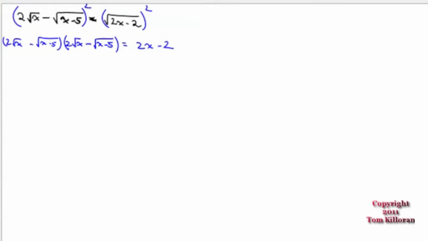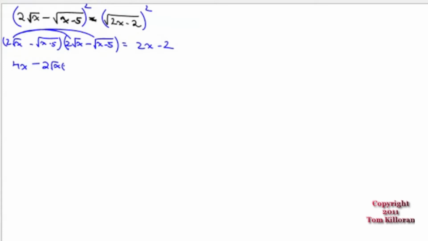Multiply the right-hand side. Well, FOIL. Yeah. But it's not multiplying the inside, it's distributive property. So 2 square roots of x times 2 square roots of x, 4x. 2 square roots of x times negative square root of x minus 5. Well, you have 2 radical x, negative 2 radical x, x minus 5.